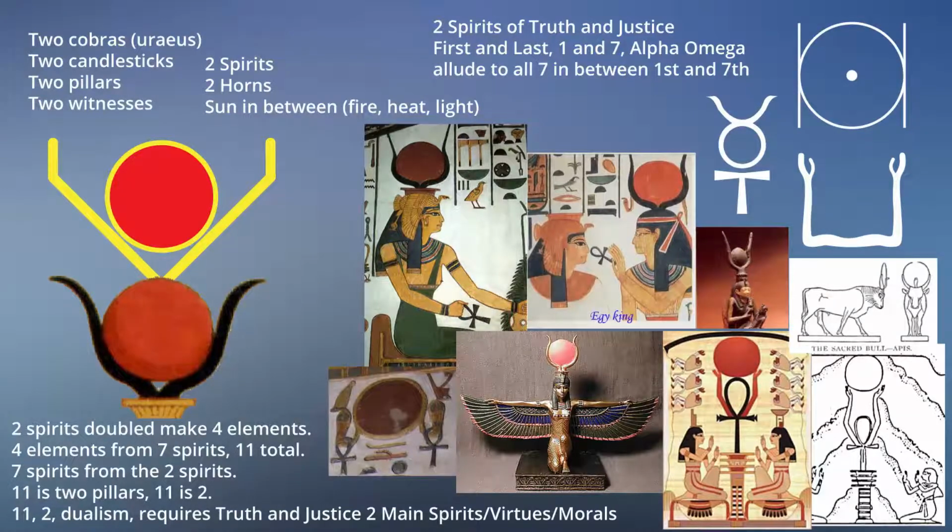And here I have, at the top, let's finish with some other stuff. The two spirits of truth and justice, the first and last, one and seven, Alpha and Omega, allude to all seven in between the first and the seventh. I'll be getting more into the Alpha and Omega symbolism regarding Aleph and Tau and the bull symbolism and how it's all related to the bull. The bull is central in terms of the development of our alphabet. It all comes from the bull and it all comes from Egypt.